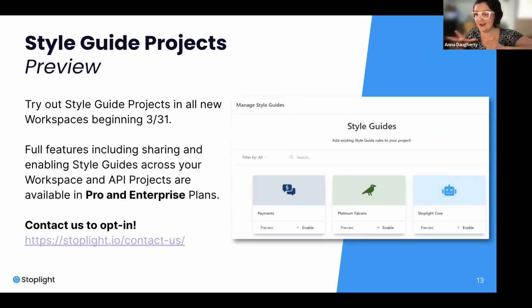So what's next, right? If this is going to be a preview, when can you get your hands on this? What we're doing is rolling out style guide projects for all new workspaces beginning tomorrow. So if you sign up for a new workspace, you can get a preview of it, get your hands on it, start seeing what it's like to create a style guide project. And then in a few weeks, we'll be enabling it for all existing workspaces, but you can opt in now if you really, really want to give it a try.